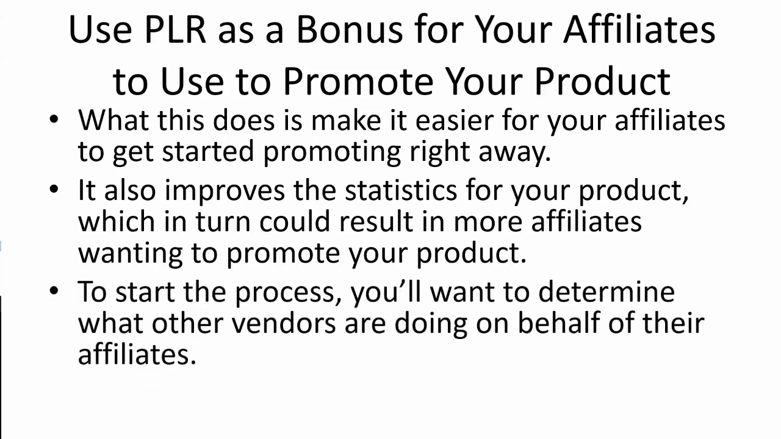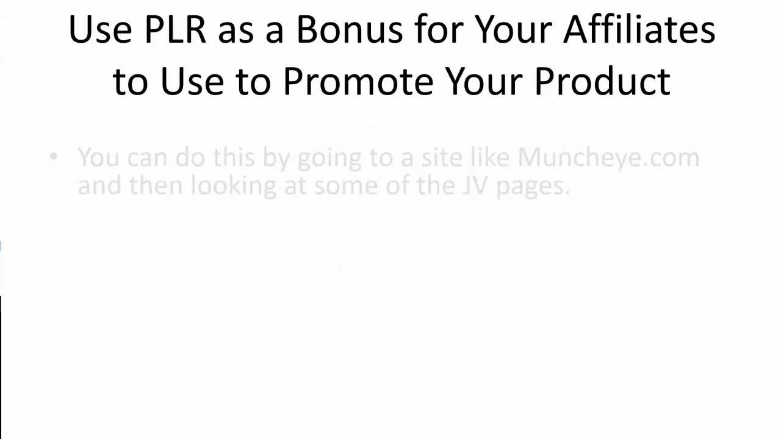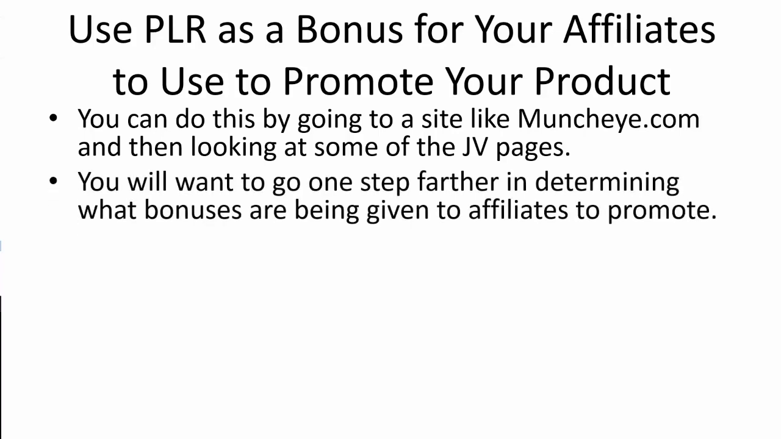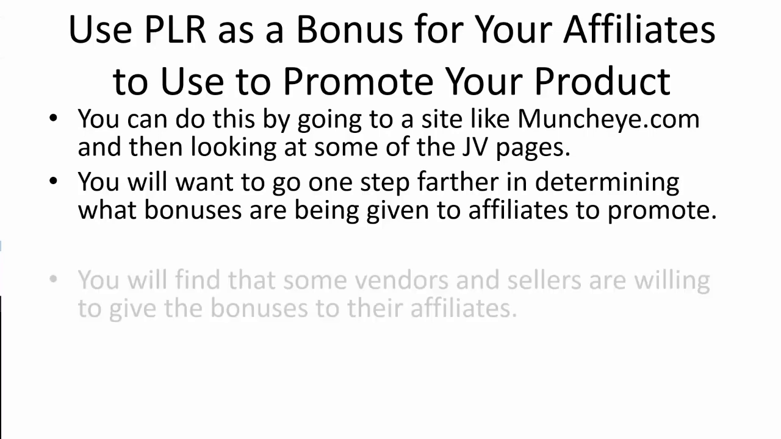Now, to start this process, you are going to want to determine what other vendors are doing on behalf of their affiliates. You can do this by going to a site like muncheye.com and looking at some of the JV pages. Now, you will want to go one step further in determining what kinds of bonuses are being given to the affiliates to promote those products.